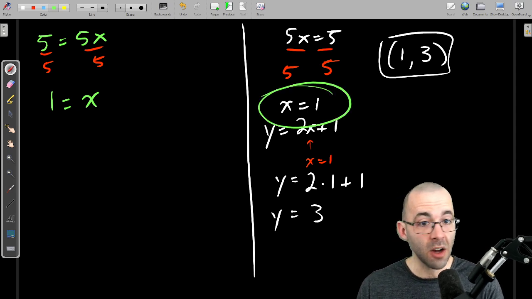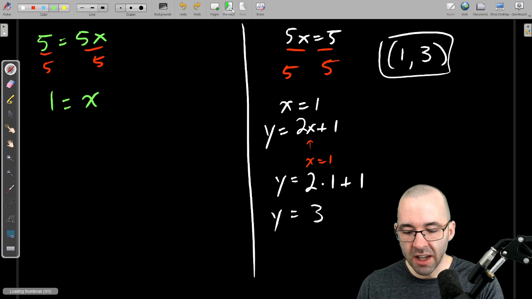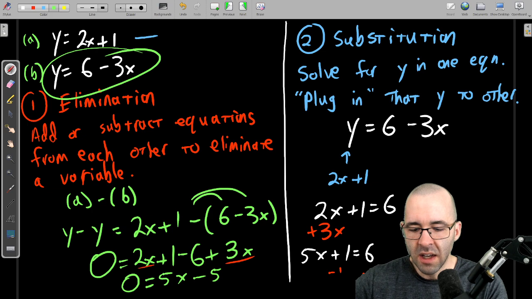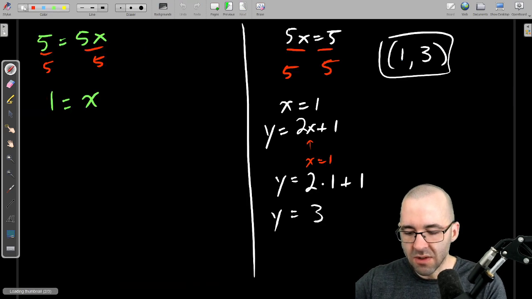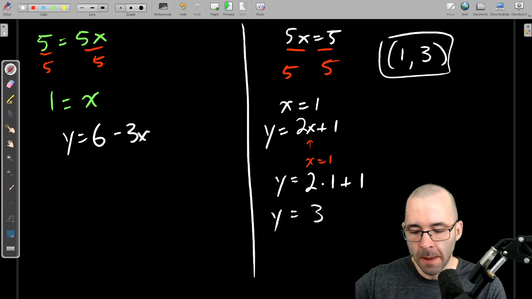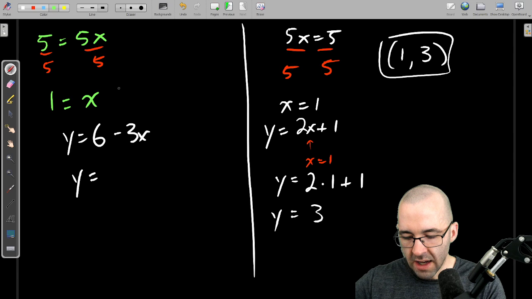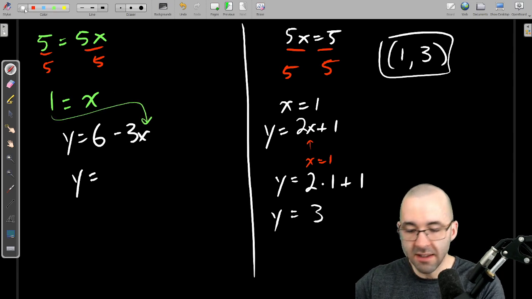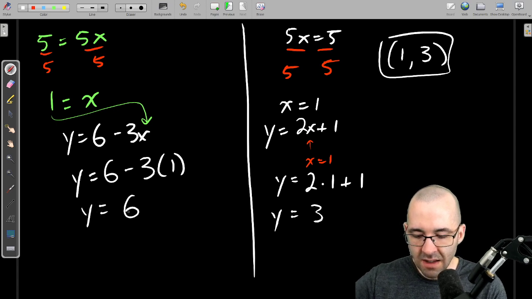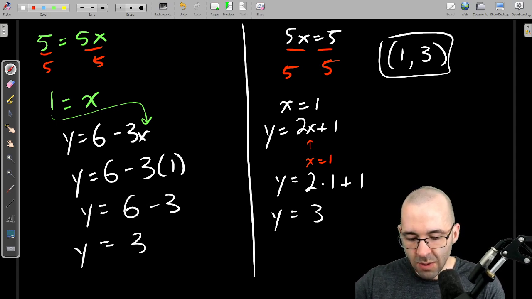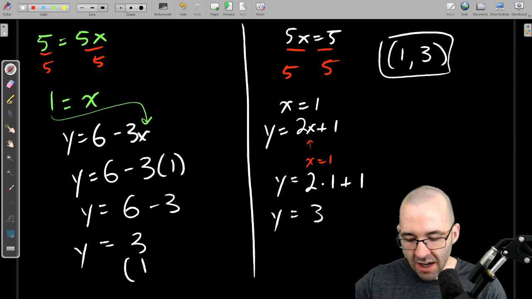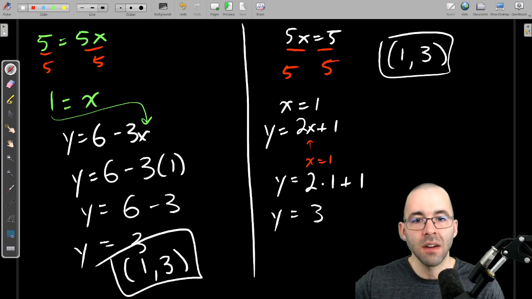Just like before, we also got x equals 1. We can now plug it into whichever equation we want. Let's use the other equation this time. So let's plug it into y is equal to 6 minus 3x. Both equations should have the same answer here. If we plug in x equals 1, we're going to get that y is 6 minus 3. y is equal to 3. Hey, that's the same answer we got. So both give us an x value of 1 and a y value of 3.